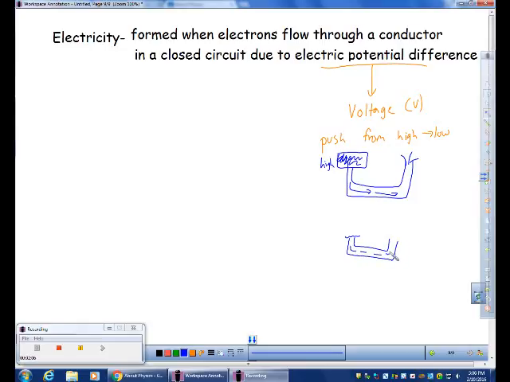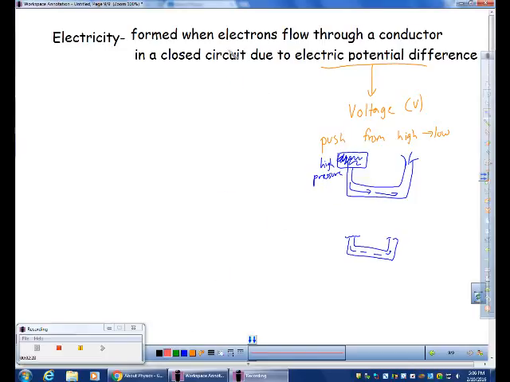So as something begins to empty, maybe that water wouldn't spurt up as much. When I have that higher pressure, I get more of a push through that water pipe. Similarly, voltage can be viewed as that pressure, that push. So voltage would be similar to the pressure experienced in a water pipe.